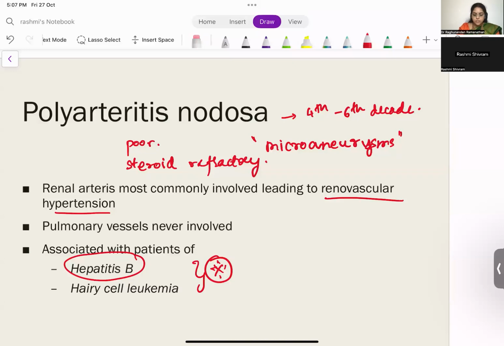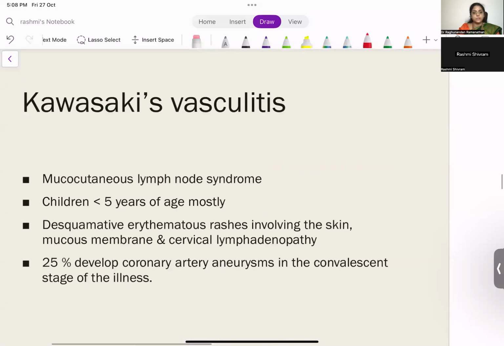The most characteristic thing that you need to remember is microaneurysms. And hepatitis B is another thing that you must remember about polyarteritis nodosa. It is a poor prognosis disease. Next is Kawasaki vasculitis, or Kawasaki disease. It is always a disease of children, usually less than 5 years.